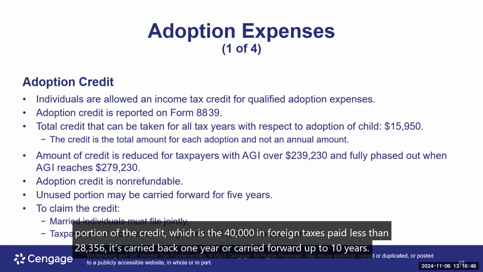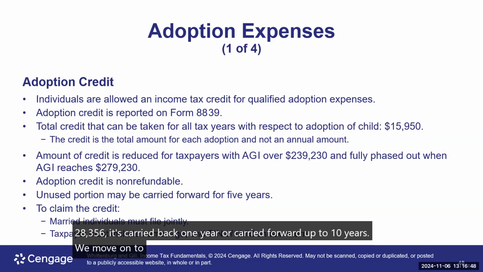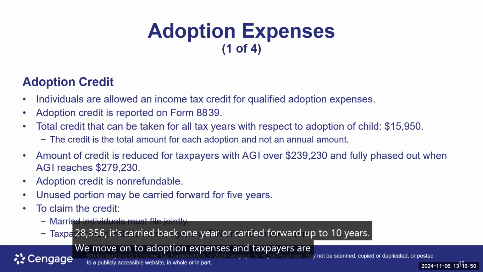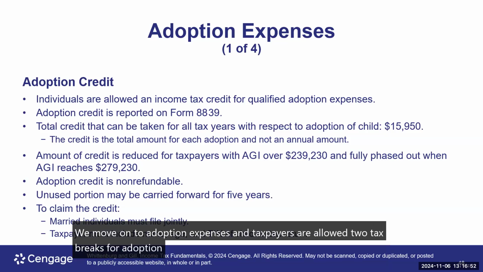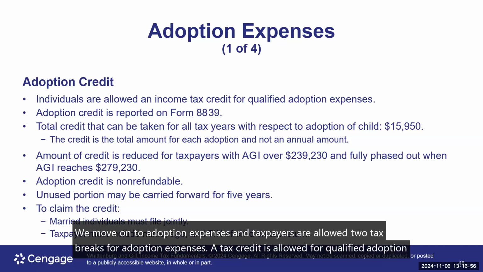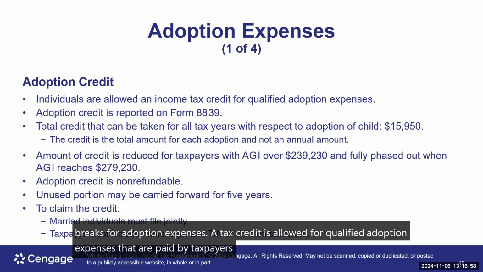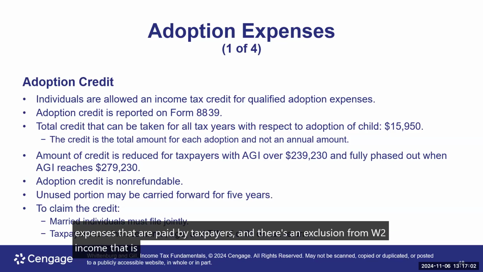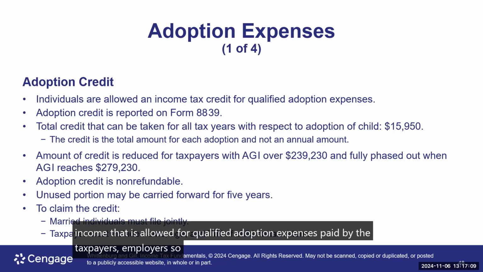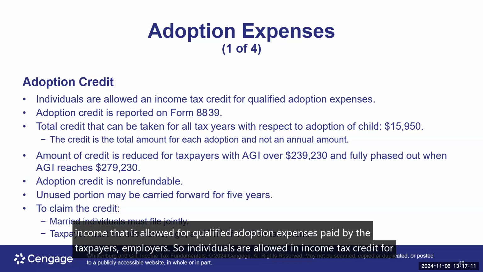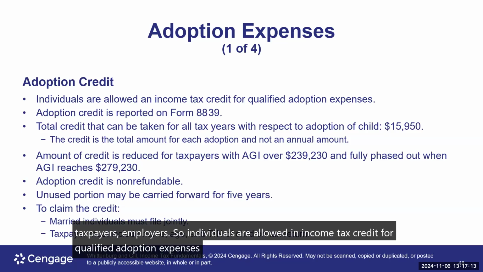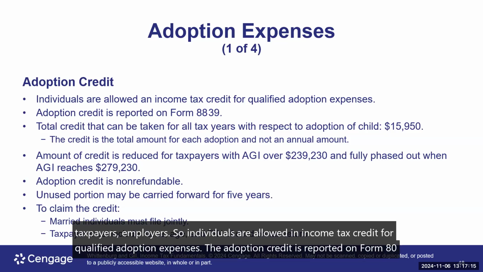We move on to adoption expenses, and taxpayers are allowed 2 tax breaks for adoption expenses. A tax credit is allowed for qualified adoption expenses that are paid by taxpayers, and there's an exclusion from W-2 income that is allowed for qualified adoption expenses paid by the taxpayer's employers. So individuals are allowed an income tax credit for qualified adoption expenses. The adoption credit is reported on Form 8839.